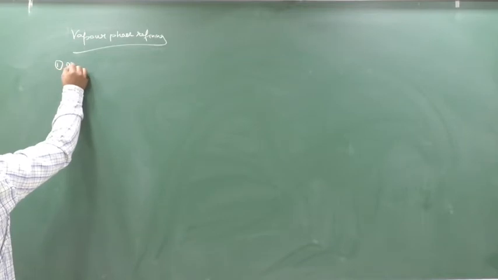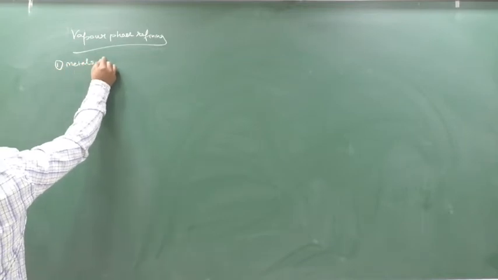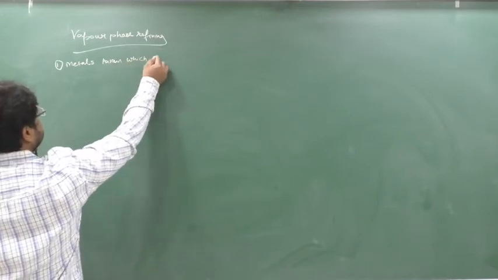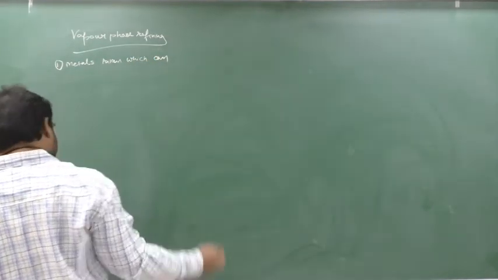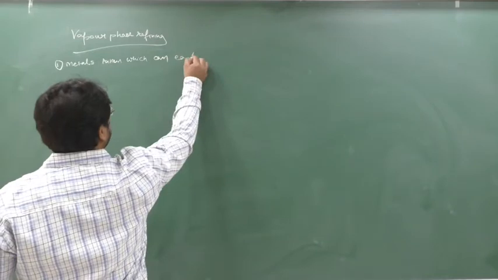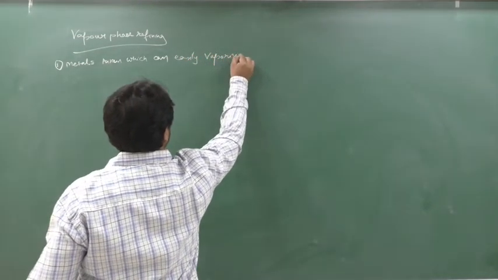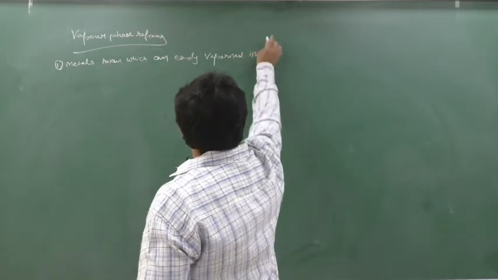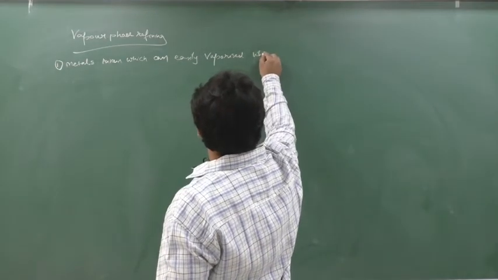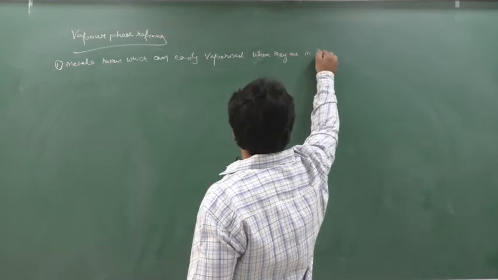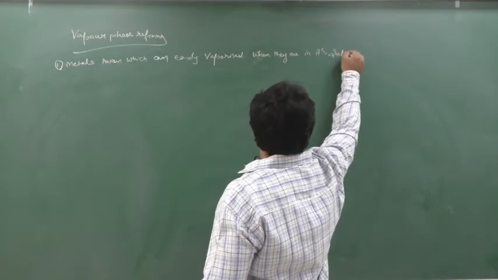See now what we are doing in this. So here which metal should be used? The metals taken should be those which can be easily vaporized when they are in salt form, in their salt solution.